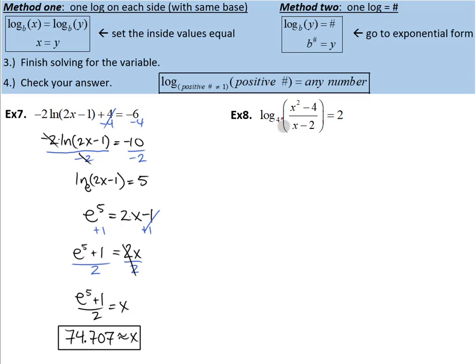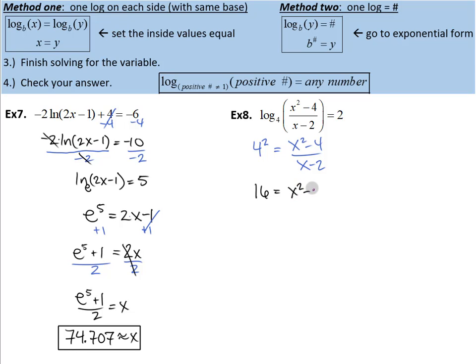Example 8 is going to be a little more difficult. That's okay, we can handle it. In fact, look at this, it's already set up for method 2. 1 log equals a number. So let's go from log form to exponential form. 4 to the second power equals, ooh, this ugly fraction, x squared minus 4 over x minus 2. All right, well, 4 to the second power is 16.